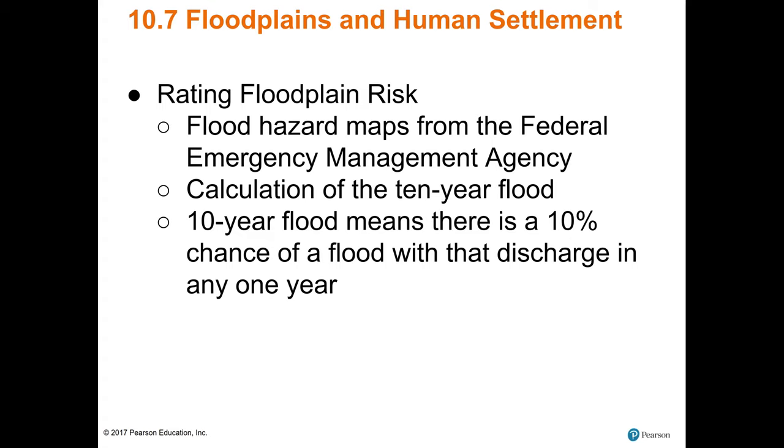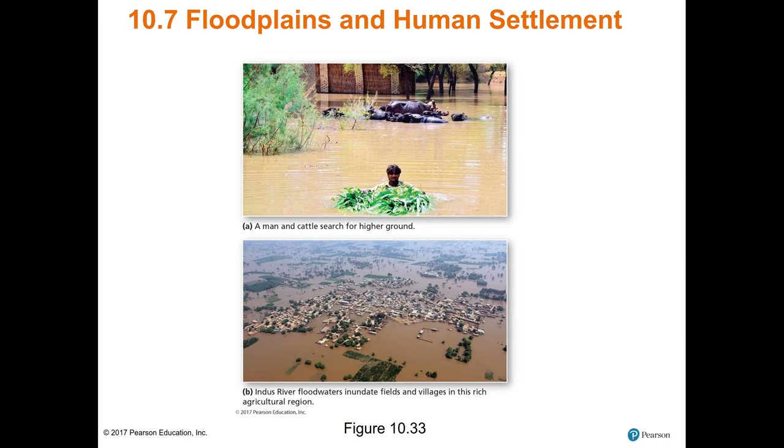It doesn't mean that the floods are 10 years apart. It just means that for the 10-year floodplain, there's a 1 in 10 chance that that flood would happen. A 100-year flood, there's a 1 in 100. 500-year flood, 1 in 500 chance that in any 1 year they would have that flow.